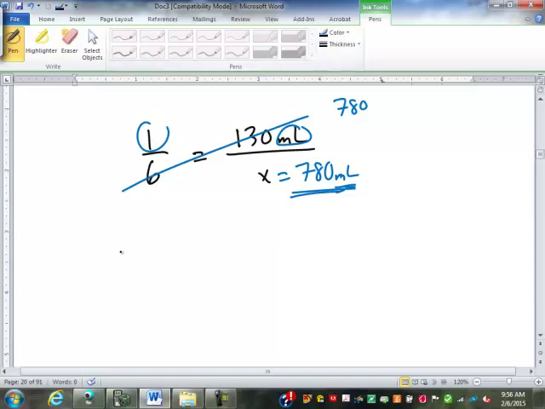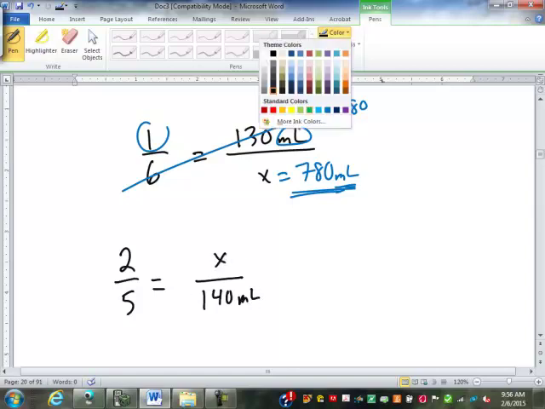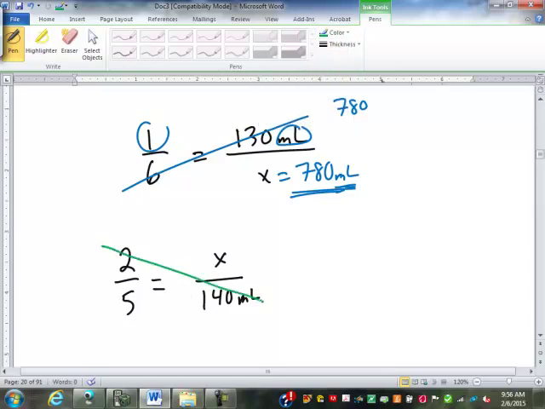Let's say we're told we need a 2 to 5 ratio of substances in a mixture. And we know that we have 140 milliliters of this bottom substance. Finding the missing substance, well, same thing. We're going to cross multiply and divide. 2 times 140 is 280, divided by 5 is 56. Again, the units would be milliliters. There's milliliters down here, so we need 56 milliliters of that substance.